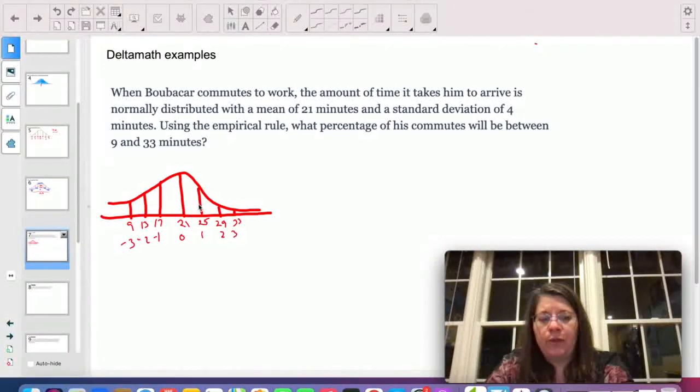Then for my first standard deviation, I add 4 to 21, get 25. Add 4 to that, get 29. Add 4 to that to get 33. And these have the z-scores of 1, 2, and 3. I subtract 4 to get each of these. So I've got 17, 13, and 9, and these have a z-score of -1, -2, and -3.